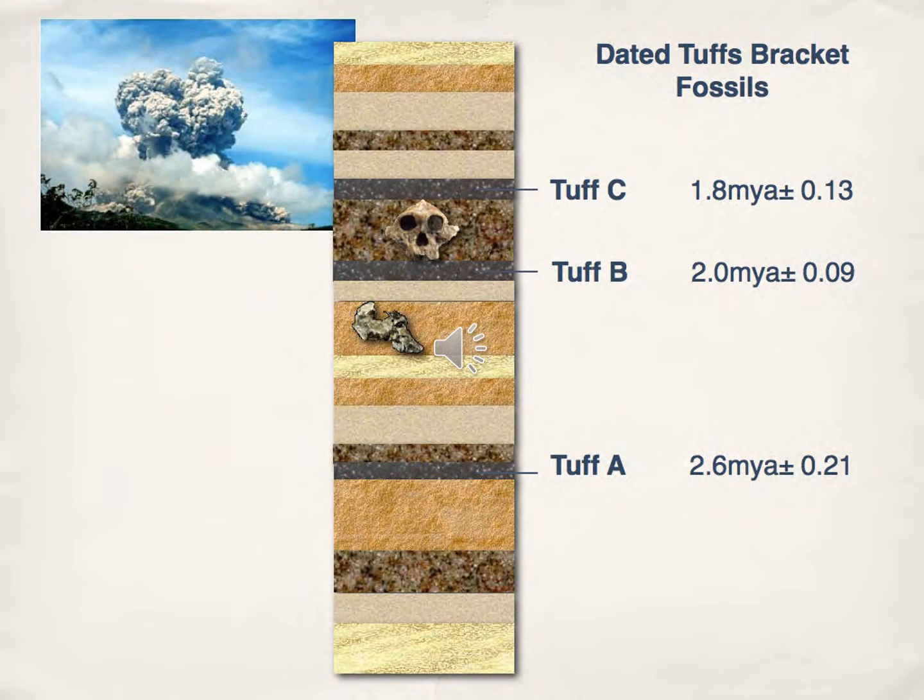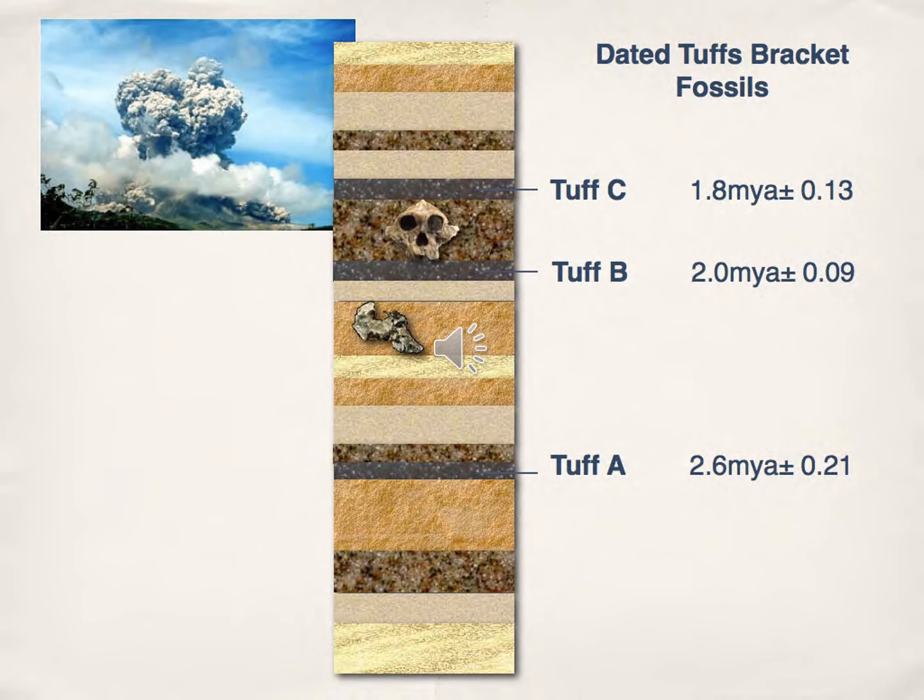Look at tuff A, B, and C. The oldest one is A, the next oldest is B, and the youngest is C. Both the way layers of soil are naturally put down, as well as the fact that you can see the layers have been dated 1.8 to 2 to 2.6, show this.